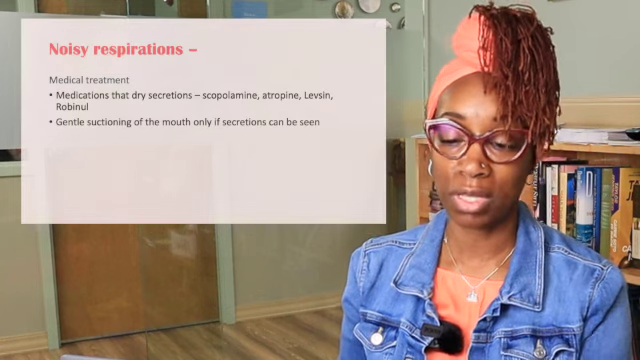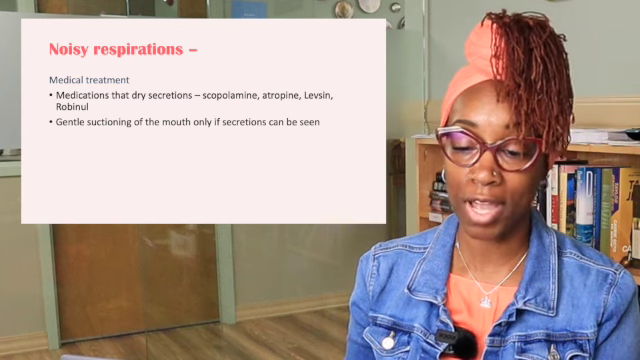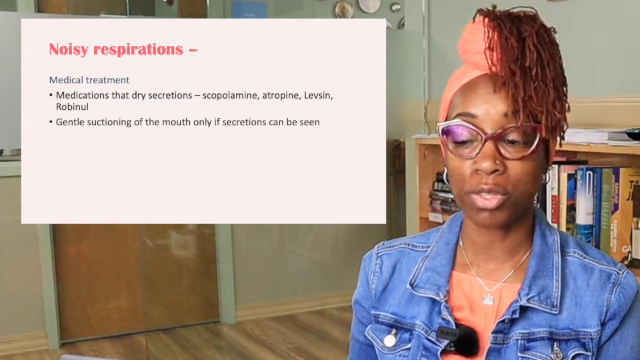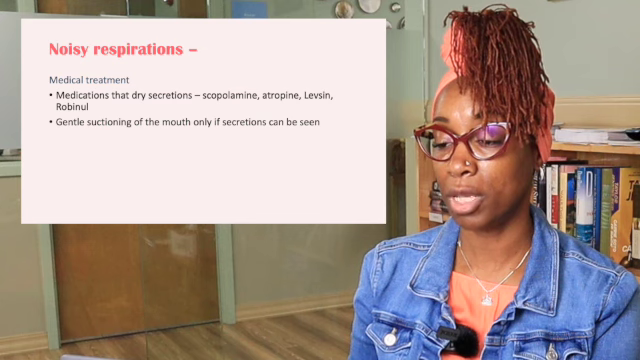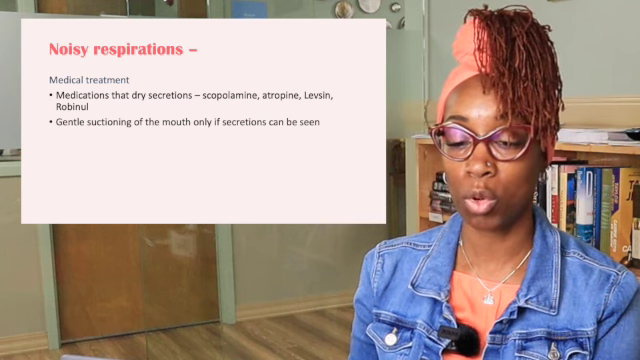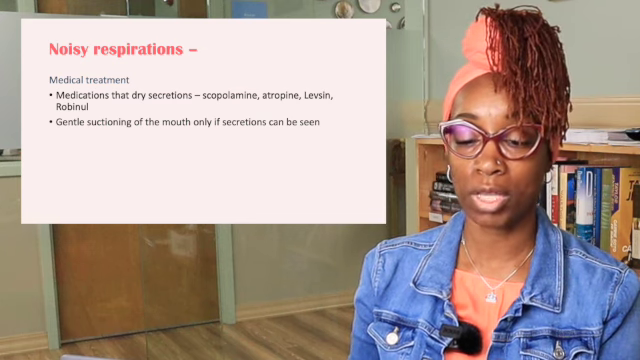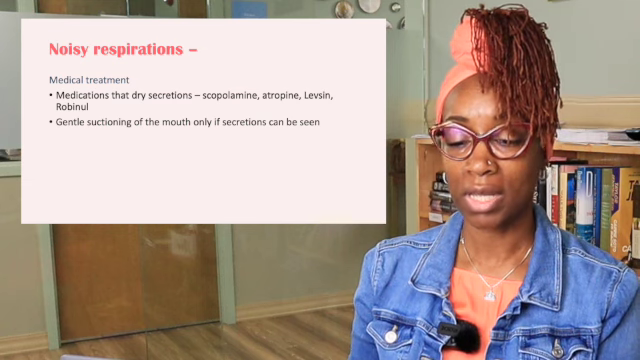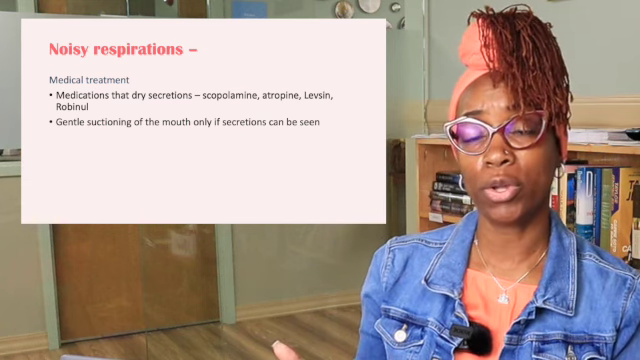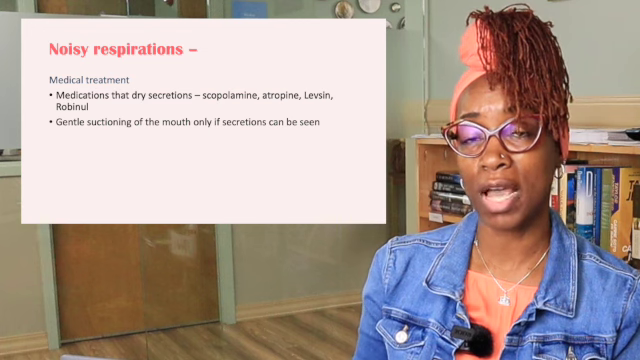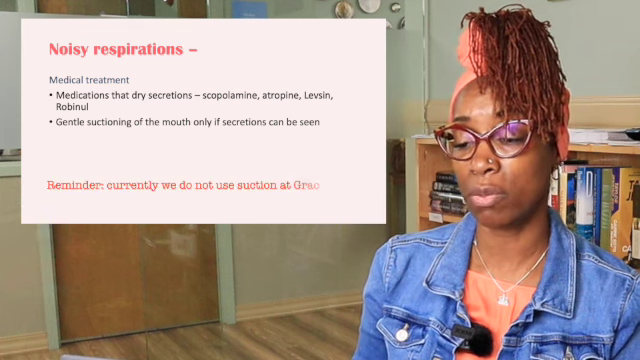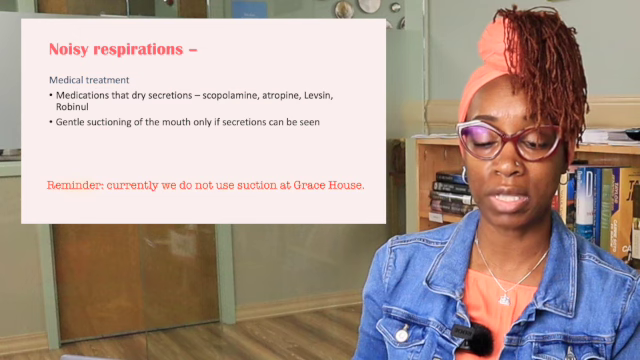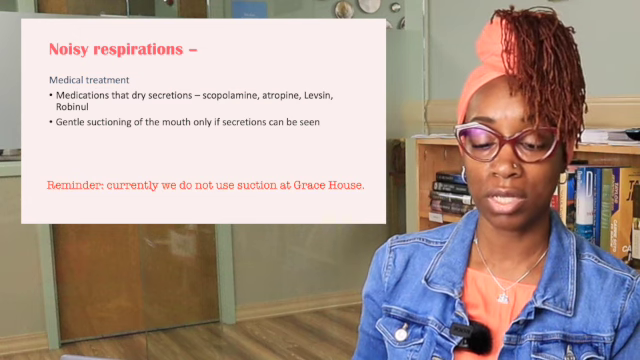There are medications that can be ordered by the hospice provider to help dry up some of those secretions: scopolamine, atropine, Levsin, and Robinul. Those are really common ones. As I said, this is just general information. So on the slide, you'll see it say gentle suctioning of the mouth, but just know here at Grace House, we do not do any suctioning.